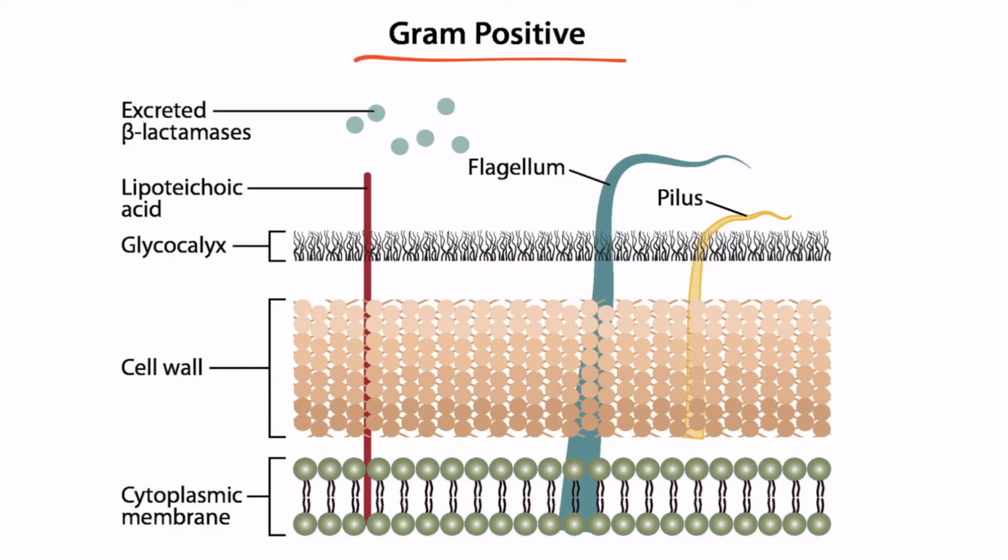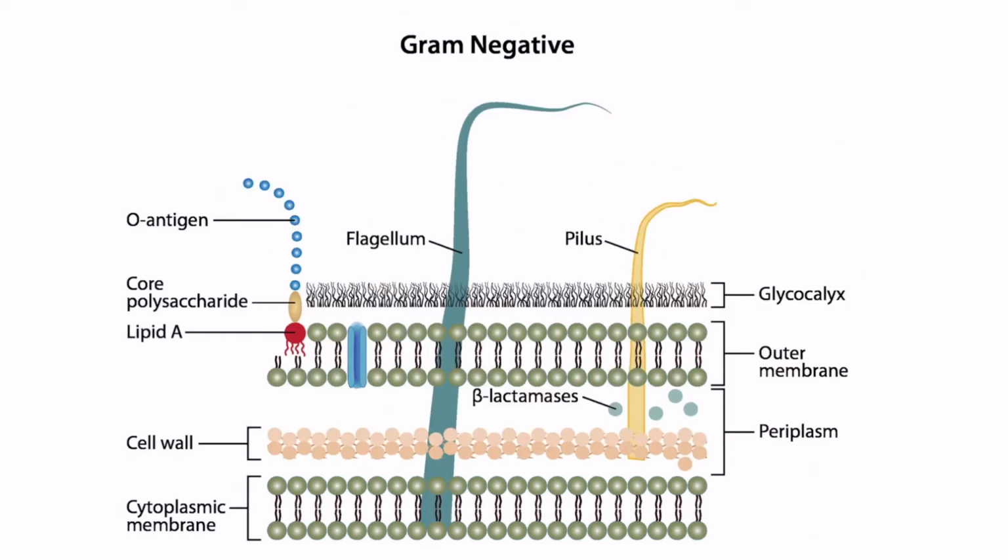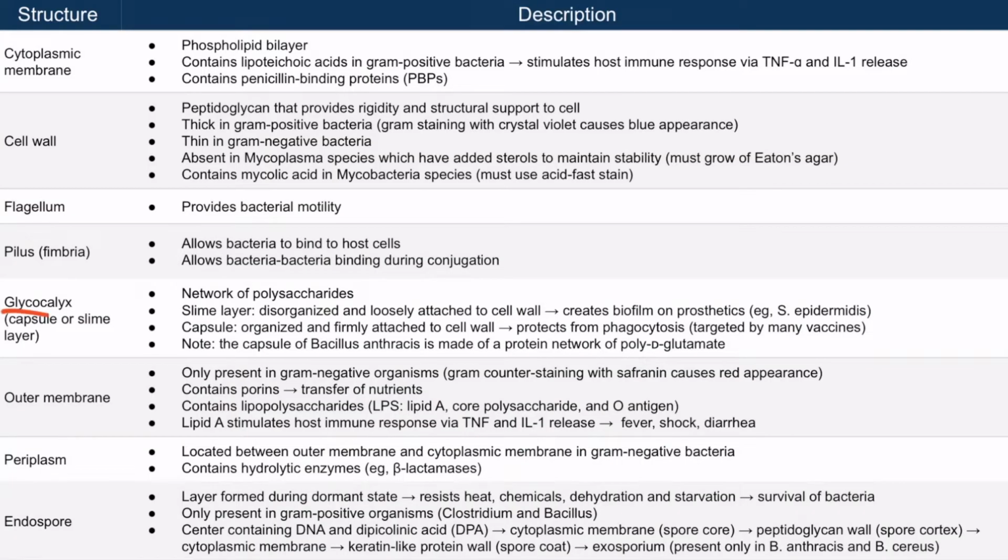Looking at the gram-positive image, we can see the glycocalyx right here. It's the most superficial portion of this gram-positive bacteria. And once again, this could be a slime layer or a capsule. Looking at the gram-negative bacteria, we can see that same glycocalyx. Before we mentioned that the glycocalyx is simply a network of polysaccharides, which is true.